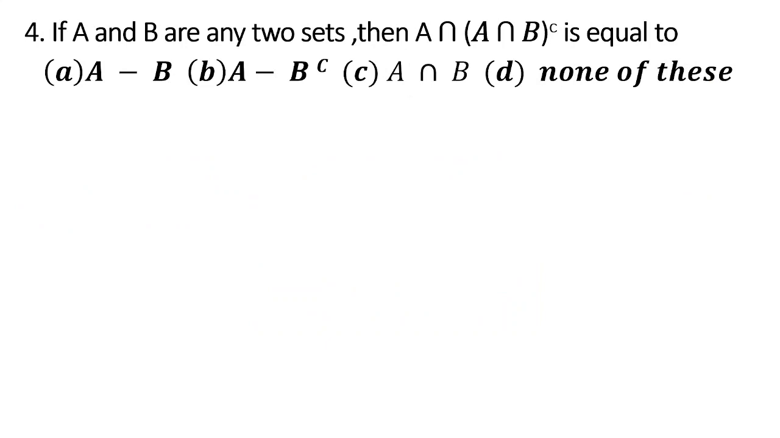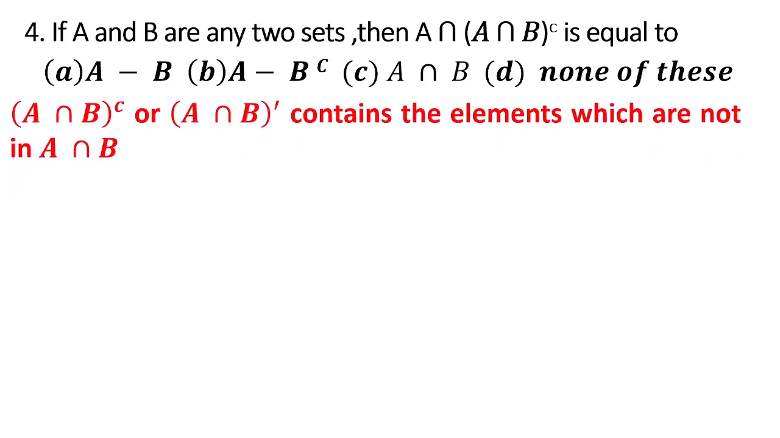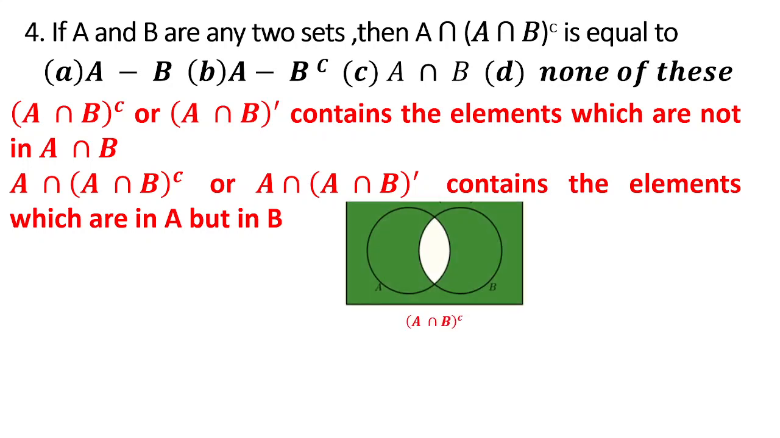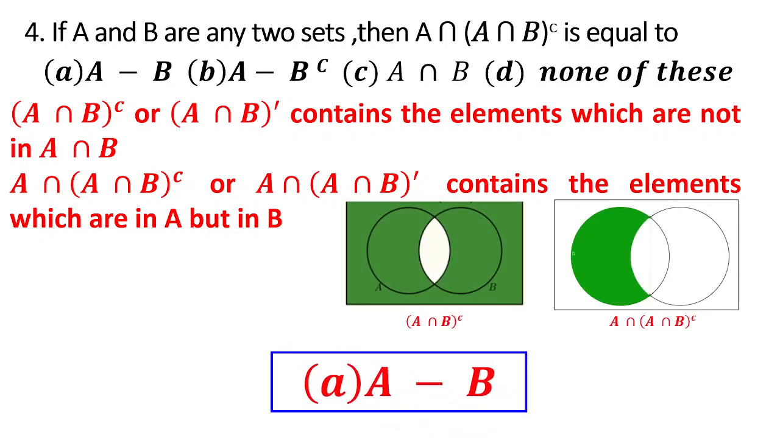Question number 4. If A and B are any two sets, then we have to find the complement of A intersection B. Now (A intersection B) complement, or (A intersection B) dash, contains the elements which are not in A intersection B. Now we have to check which is common to it. It contains the elements which are in A but not in B. Therefore the answer for this question is A minus B. We are getting the elements which are in A but not in B.